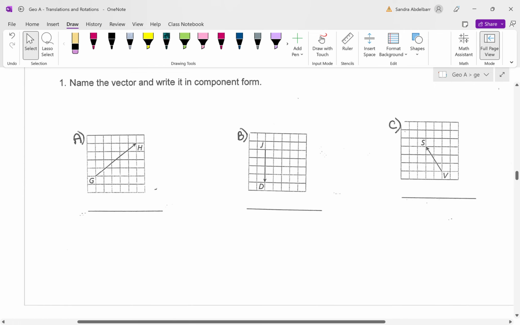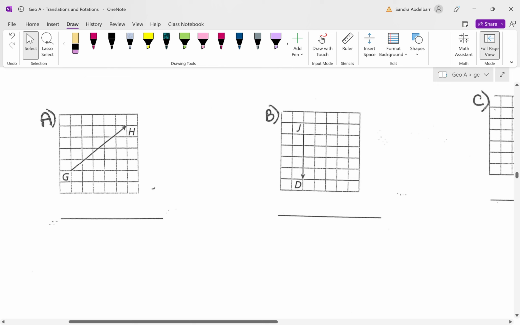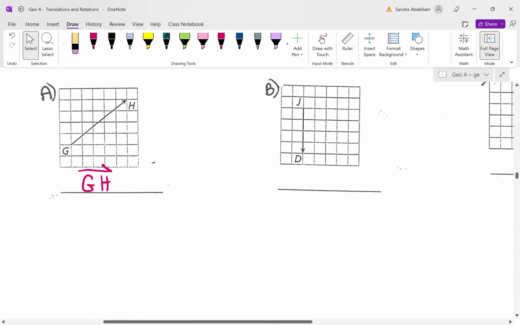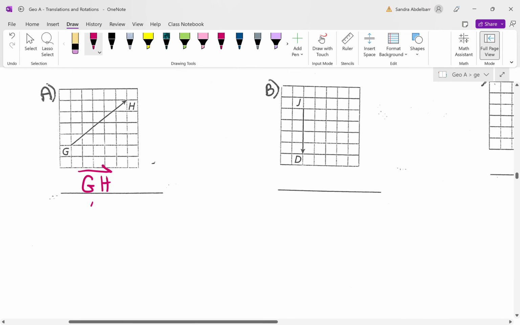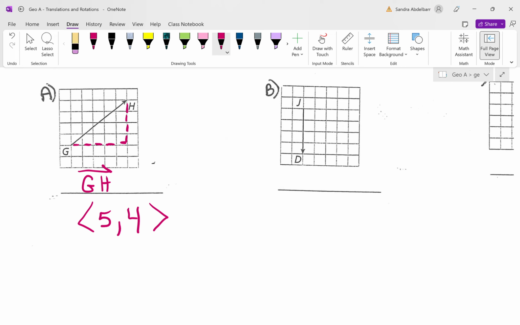So now we want to name the vector and write the component form for the vector. So remember, we need our initial point first, then our terminal point. Which one in letter A is our initial point? G. And then we're going to H, and the way you do it is you draw your little half arrow above it. But not only did I want to write the name of the vector, I want to write it in component form. So those are the little V-shaped brackets. So from G to H, I am moving 1, 2, 3, 4, 5 units to the right, and then 1, 2, 3, 4 units up.